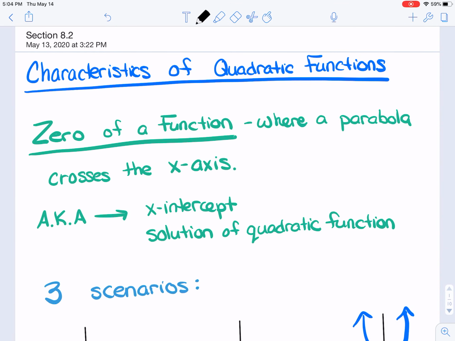Section 8.2 is on characteristics of quadratic functions. So we're going to learn more parts of a quadratic function, parts of a parabola, and what they're called. The first one is a zero of a function.